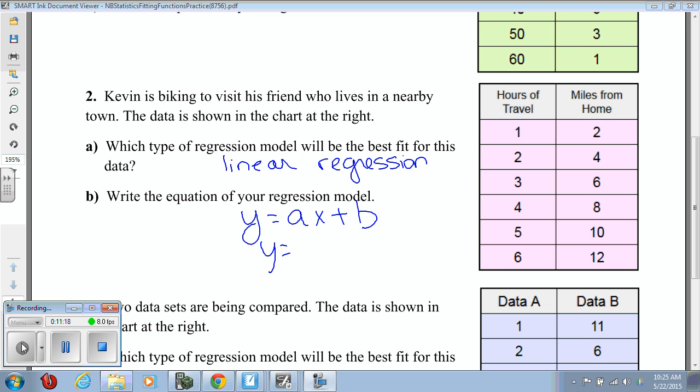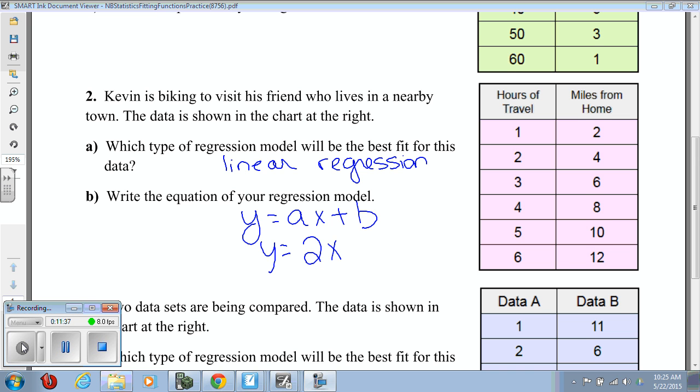What was your A value? 2. And what was your B value? 0. What is the y-intercept? What is the slope? Perfect. Is it actually equal to 0? Yeah. You can put the 0 if you want, but I wouldn't.